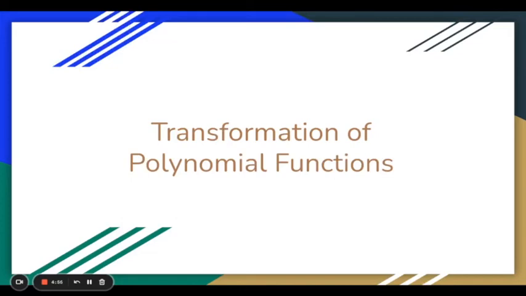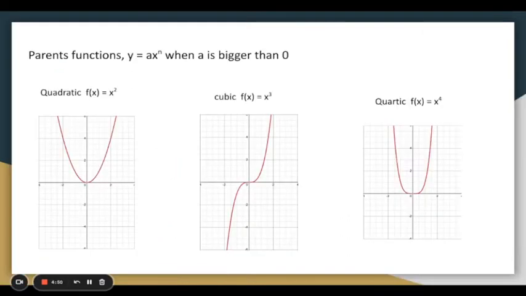Hi, so today I'll be teaching you guys a lesson about transformation of polynomial function. First of all, we need to understand three main types of the parent function when a is bigger than 0, which is positive value. So when it's quadratic, it's f of x equals x power of 2. It will look like a parabolic shape.